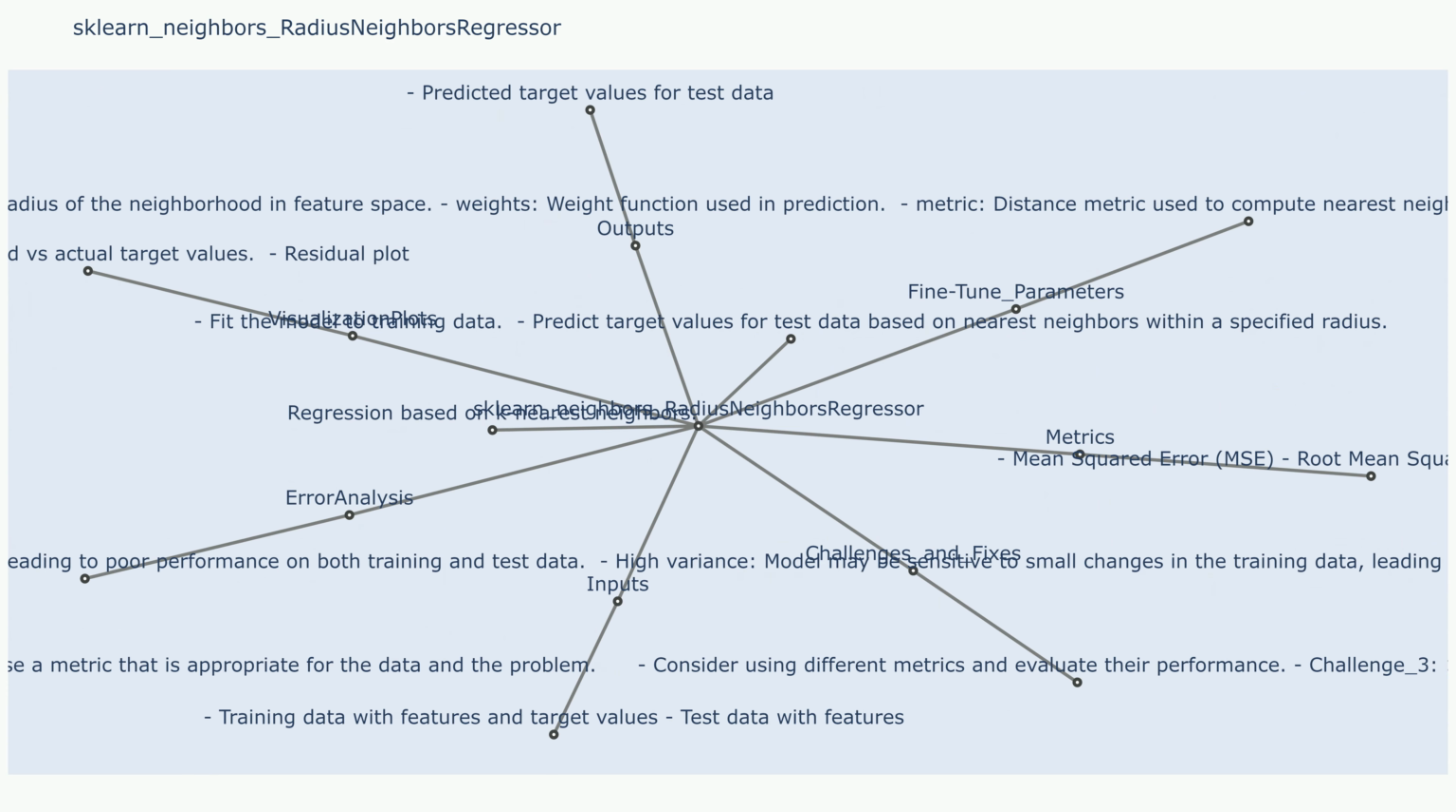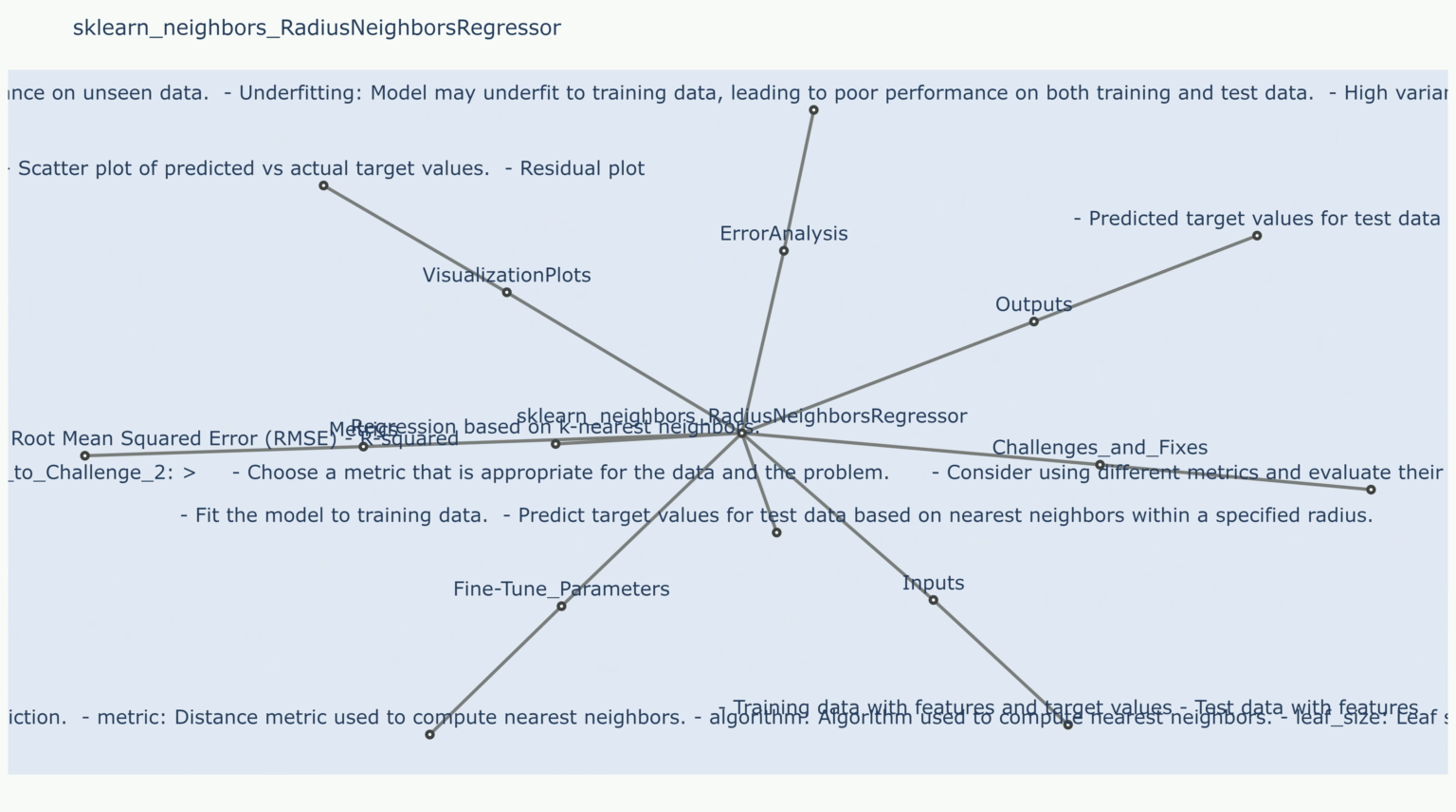Fine-tune parameters. Radius. This parameter defines the radius within which neighbors are considered for prediction. A larger radius includes more neighbors but may introduce noise. A smaller radius might miss relevant neighbors but reduces noise.